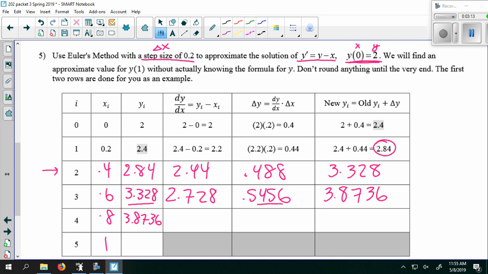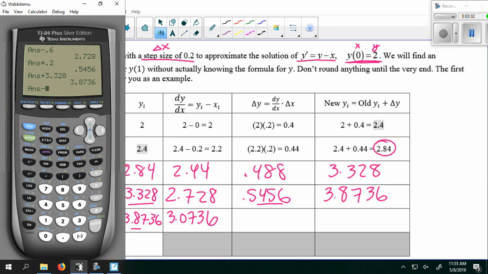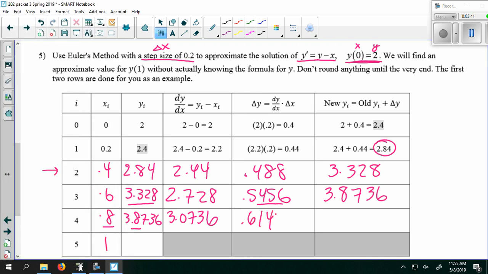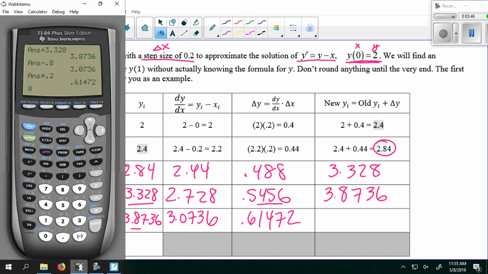My dy dx is just y, this number, minus x, this number. So I get 3.0736. Delta y is dy dx times delta x. So take the 3.0736 and multiply by 0.2. And we get 0.61472. And that's my change in y, so I add that to my old y to get my new y.